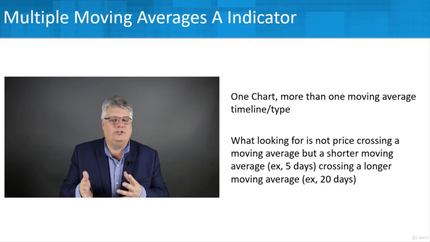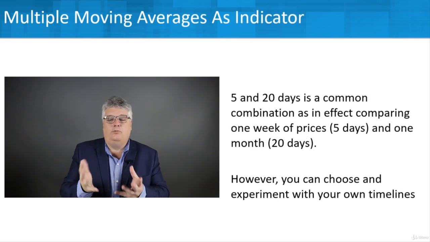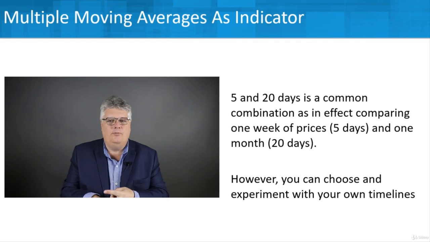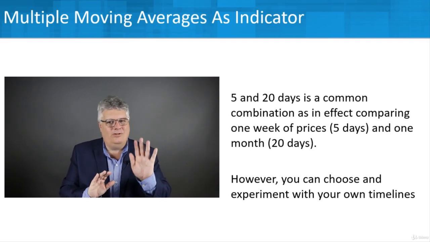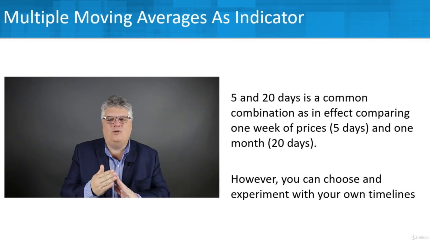And then do you buy or sell based on that crossover? We're going to talk about that. So for example, a really common combination is a 5-day moving average and a 20-day moving average. You can see they're shorter time frames. In effect, you're comparing 1 week of trading prices, 5 trading days, and 1 month of trading prices, or 4 weeks times 5 is 20 days, with markets open 5 days a week and closed 2 days a week. So that's a common way where you're looking at a week versus a month, and are they crossing over?